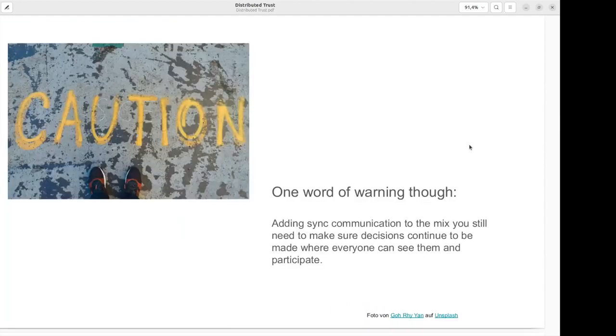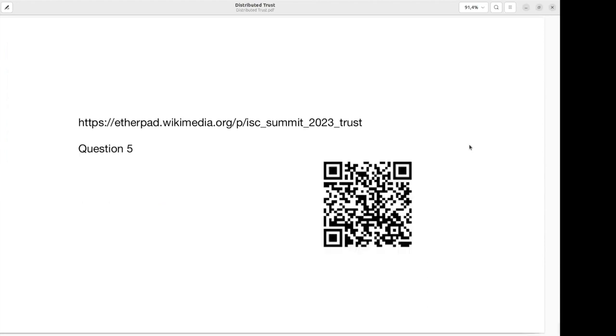One word of warning, so when you add synchronous communication to the mix, you still need to make sure that decisions continue to be made where everyone can see them and can participate, which means in a written form.